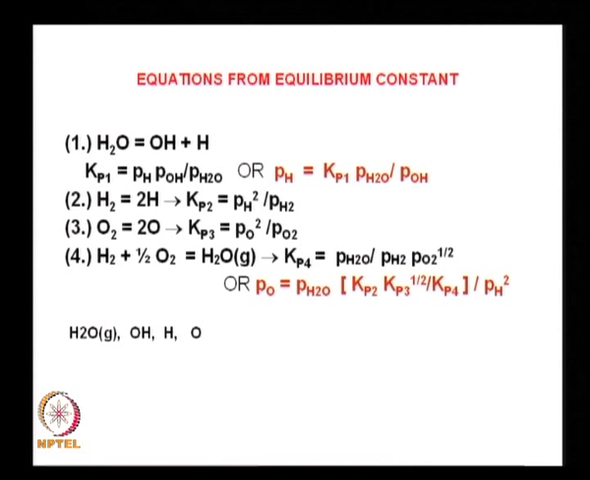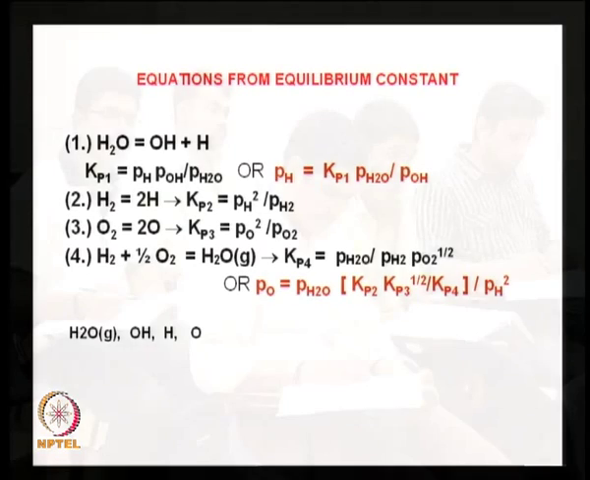Now, let us again take stock of why we are doing all this. What is it we said? In the products we have H2O, OH, H and O. That means we have 4 species, and out of these 4 species, we have expressed PO in terms of pH and pH2O, and also pH in terms of H2O and OH. In other words, I take the partial pressures of 2 species and express them in terms of the partial pressures of 2 other species.